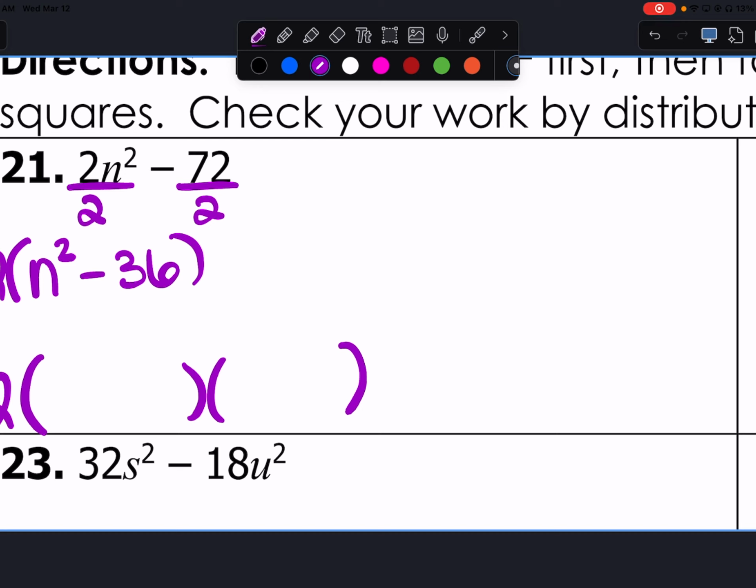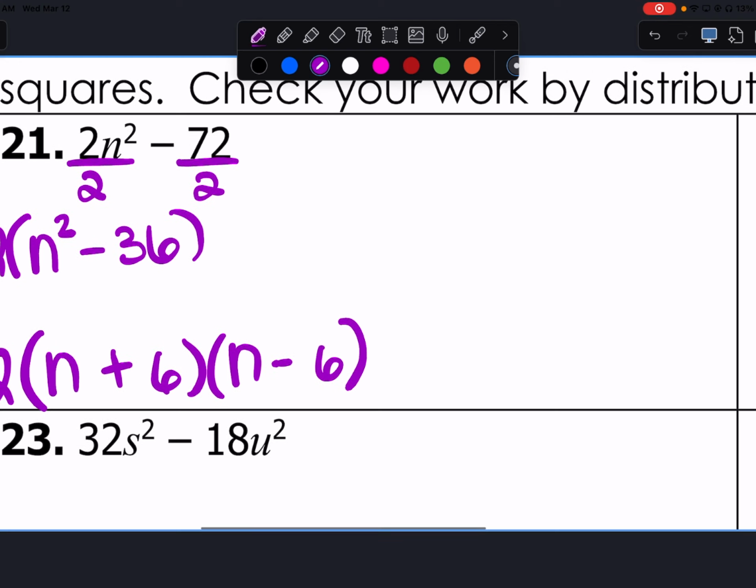What squares to give us n squared? What squares to give us 36? What signs do I need? There we go. So that's it. So you only put the 2. We just leave the 2 in front. We just take out the GCF and just leave it in front.